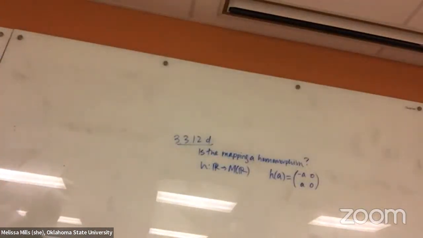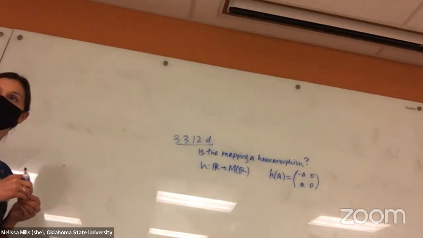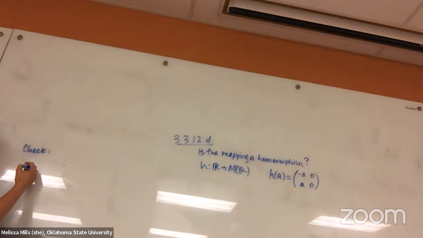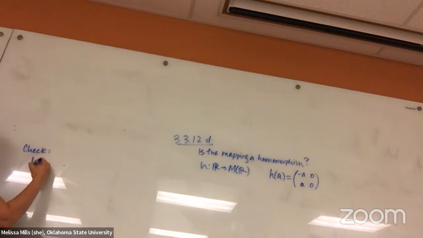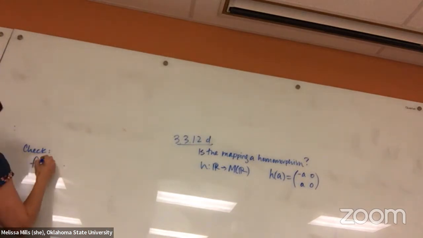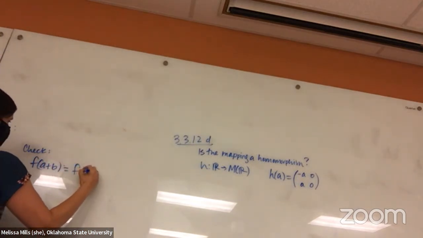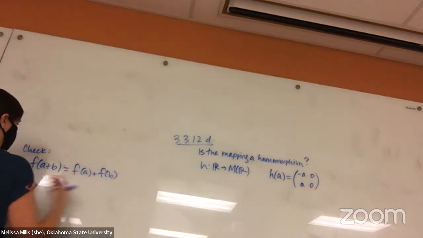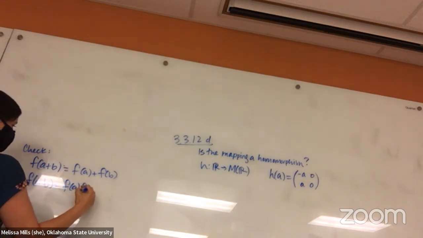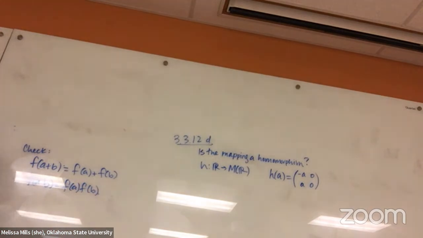Okay, so is that mapping a homomorphism? What do I need to check to see if it's a homomorphism? There were two homomorphism properties. Okay, what were they? F of a plus b. I'll use H because it works. H of a plus b. Perfect.